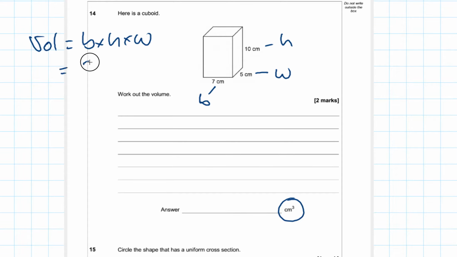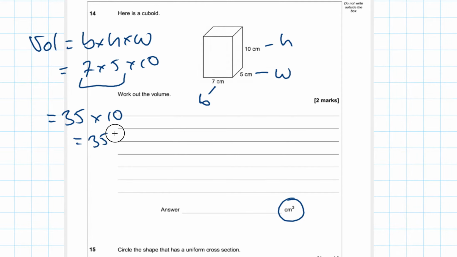So here, this is equal to 7 times 5 times 10. And again, if you're not comfortable with multiplying, just take it step by step. So first of all, we've got 7 times 5, so that's 35. Times that by 10 is equal to 350. And that's where your mark is, 350.